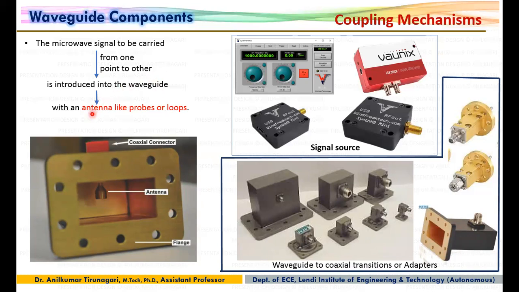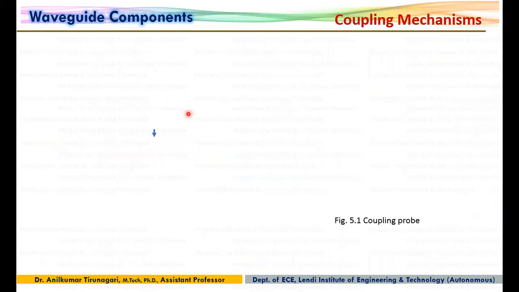So whatever signal is carried through the coaxial cable and driven to the coaxial connector has to be converted into wave format. That conversion is possible only by means of an antenna. So we can use probes or loops for that purpose.